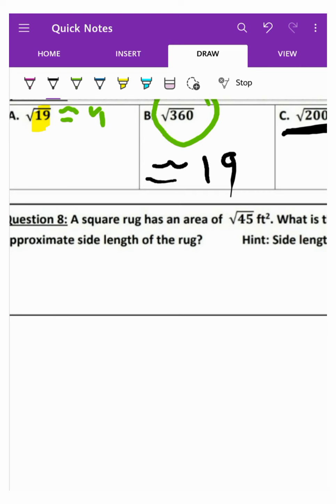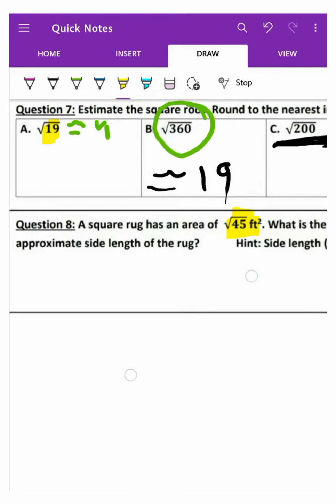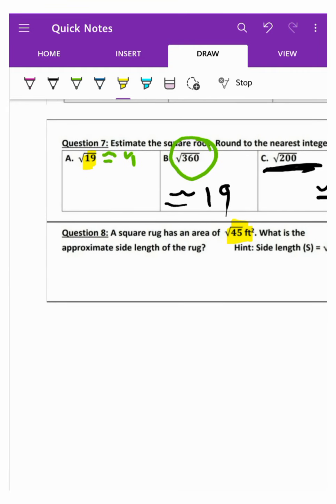Now the last question here, don't be scared: a square rug has an area. Don't joke with me. The area for any square is the radicand, yes, the radicand number. Or the square rug has an area of the square root of 45. What is the approximate side? So let me remind you something. You remember this, the radical, and the radicand, which is the perfect square here.